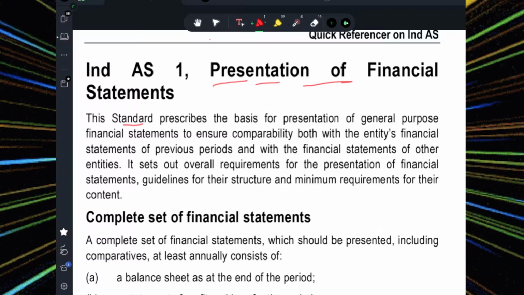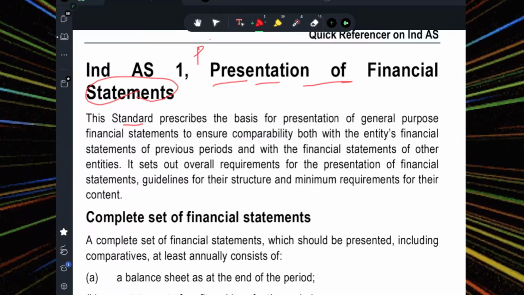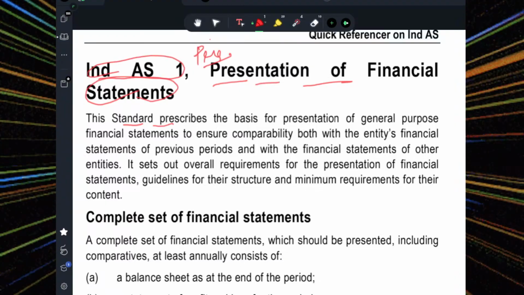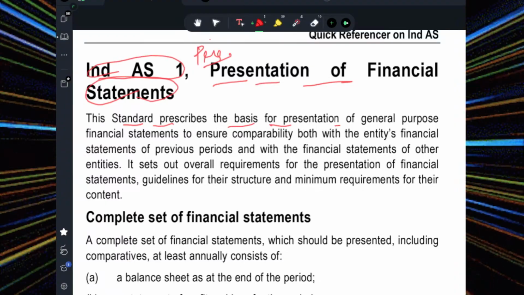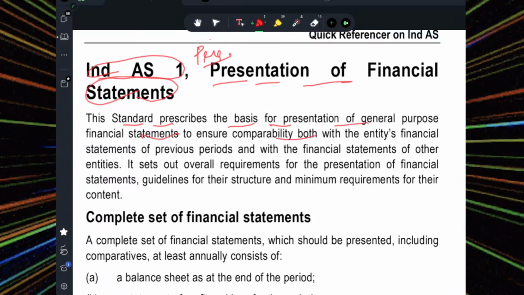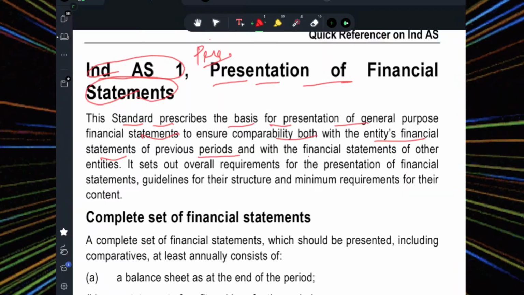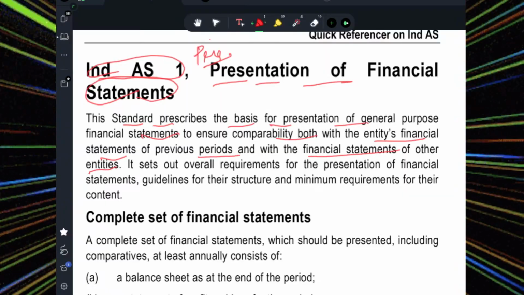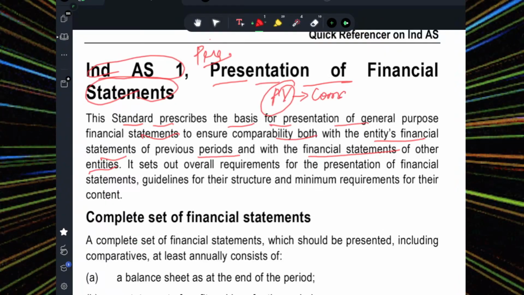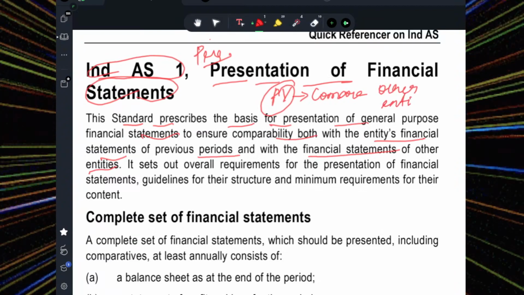NDAS 1, preparation and presentation of statement. Preparation is left, but presentation of financial statement is NDAS 1. What is that? The standard prescribes the basis of presentation of a general purpose financial statement to ensure comparability both with the entity's financial statement for the previous period and with the financial statement of other entities. So previous year to compare, and not only that, other entities also we need to compare.